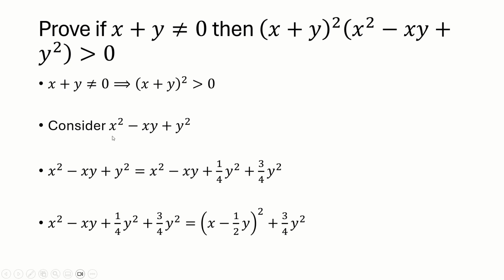So now we look at x squared minus xy plus y squared. For this, we're going to break up the y squared into two parts. So we're going to choose to do 1/4 y squared plus 3/4 y squared. And then we're going to factor out the first three terms. That's just going to be x minus 1/2 y quantity squared. And then we'll have a 3/4 y squared outside.